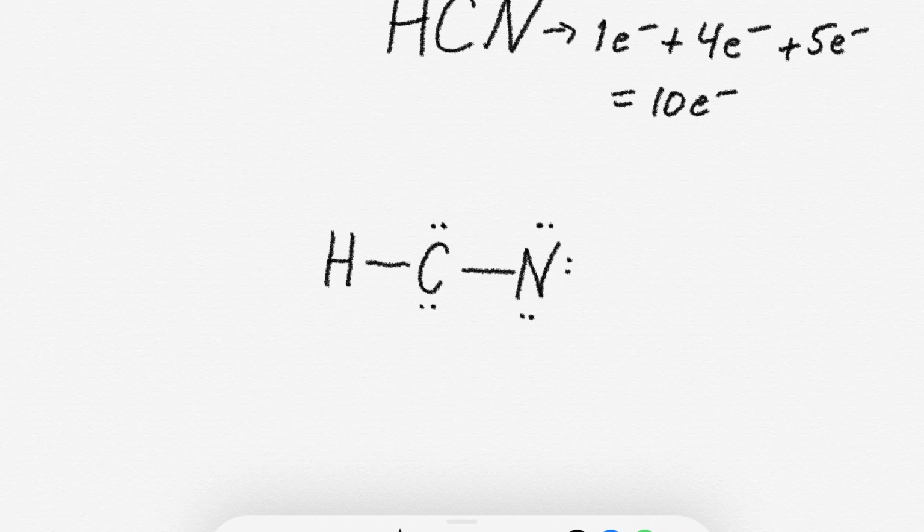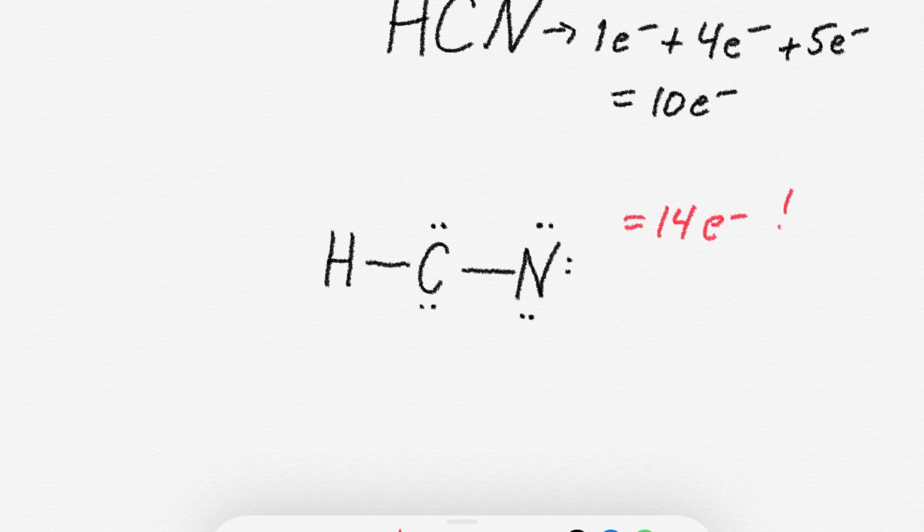Now let's count the total number of electrons that we placed in our structure. So we have 2, 4, 6, 8, 10, 12, and then 14. So right now we've got a big problem, and that problem is we have 14 electrons. How do we fix this problem?